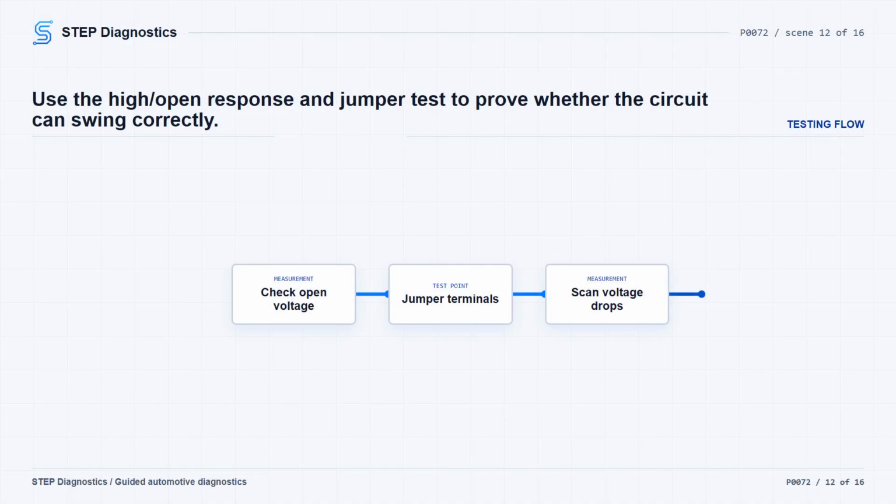Even though P0072 is the low circuit code, the high side response is useful when you are proving whether the circuit can move correctly.